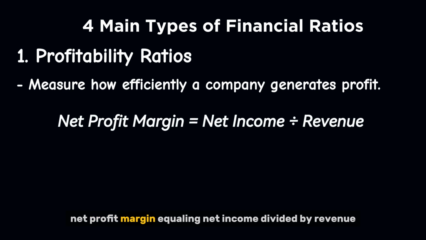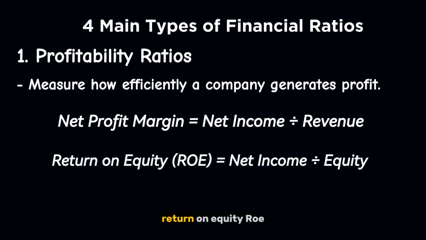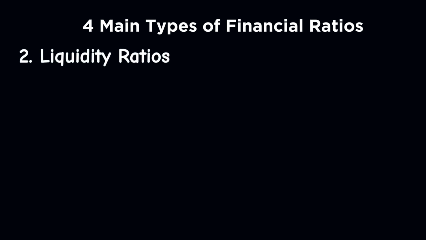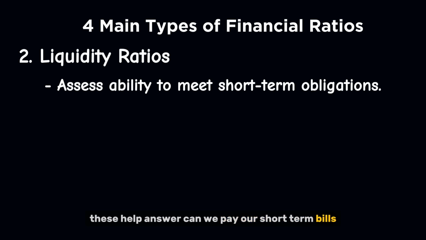Net profit margin equals net income divided by revenue. This tells you how much profit is made from every dollar of sales. Return on equity, ROE, equals net income divided by equity. This measures how well the business is using the owner's money to generate profits. 2. Liquidity ratios. These help answer, can we pay our short-term bills?